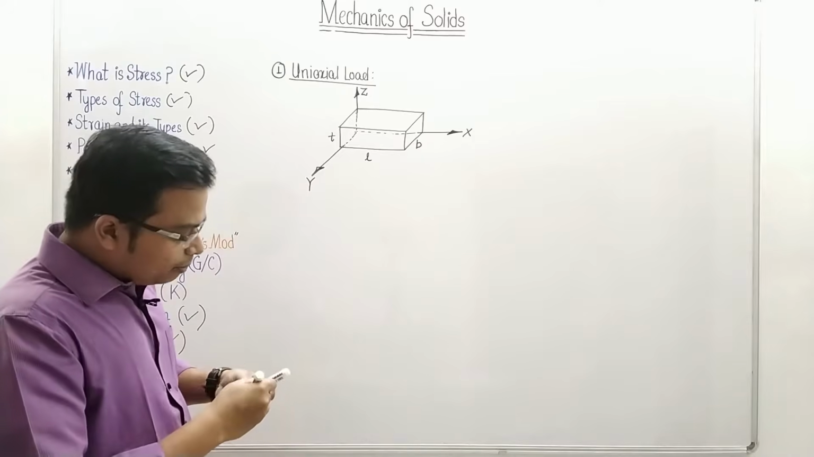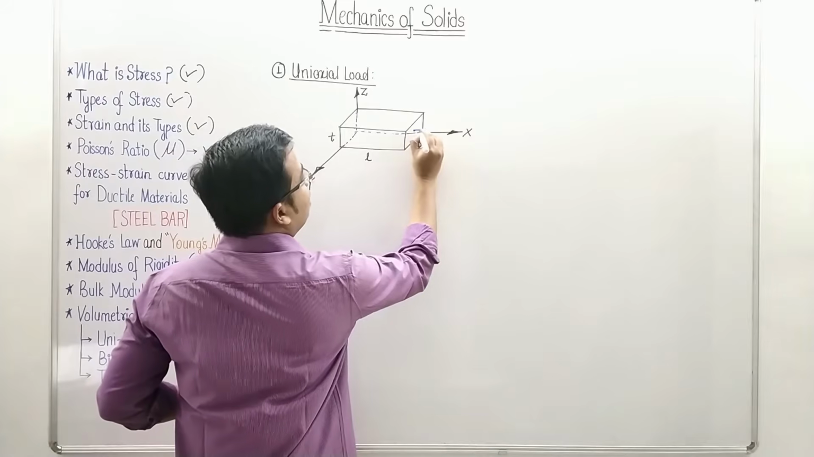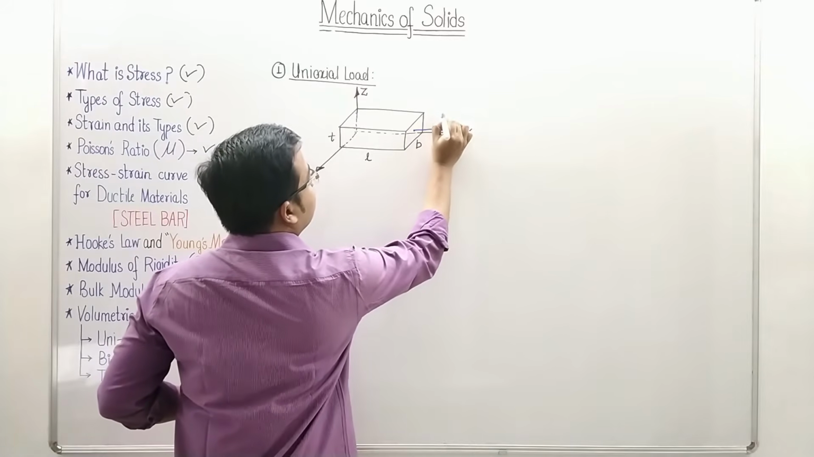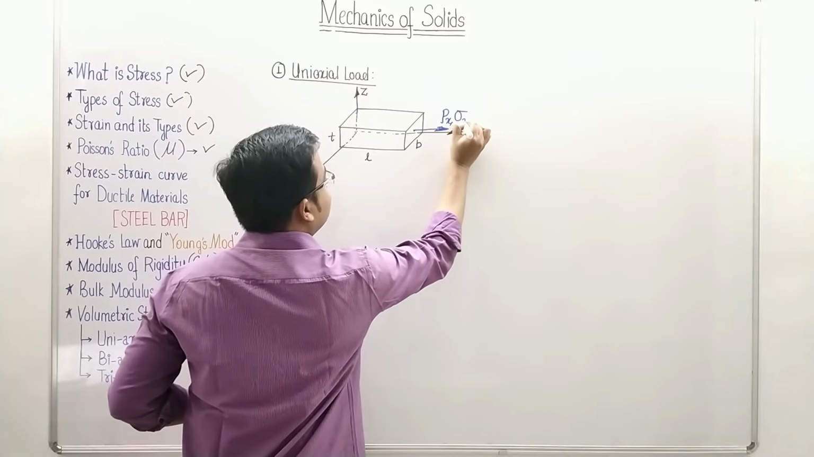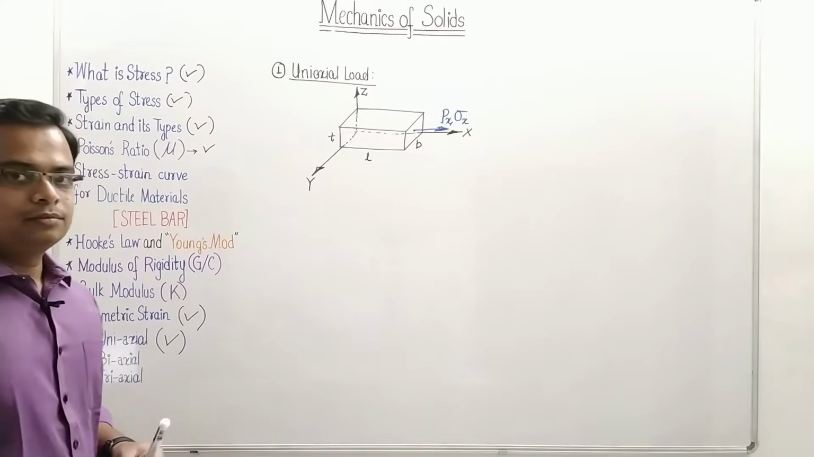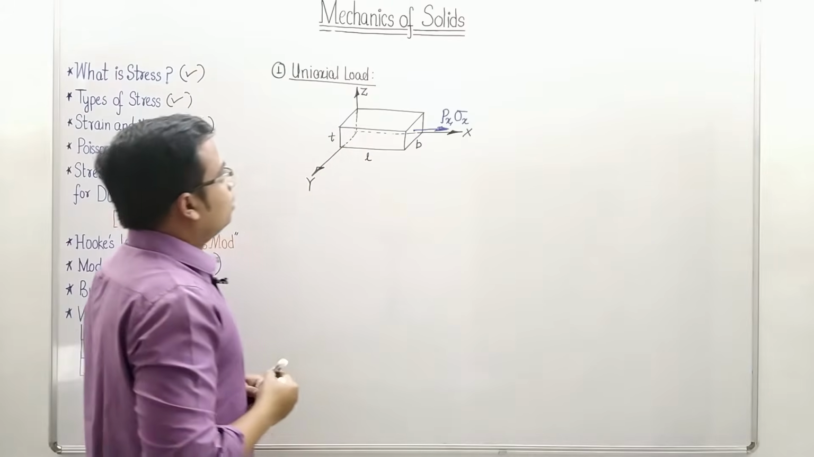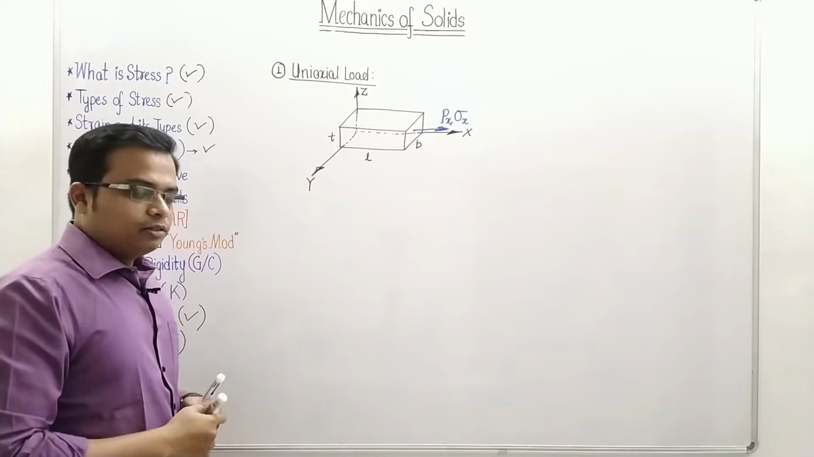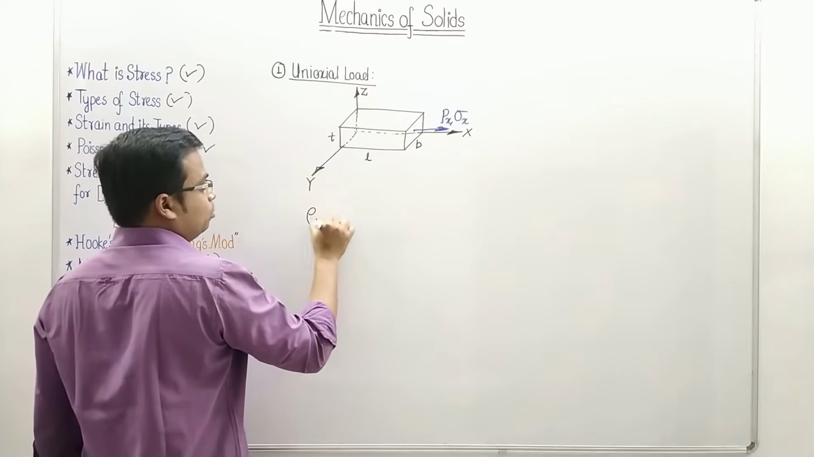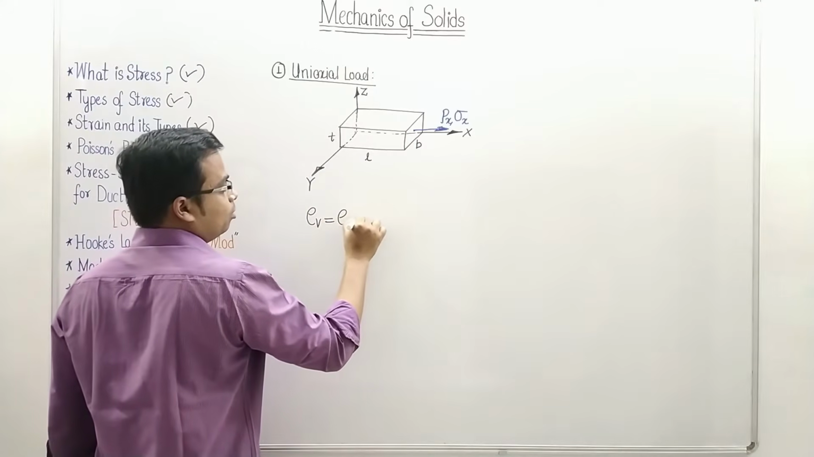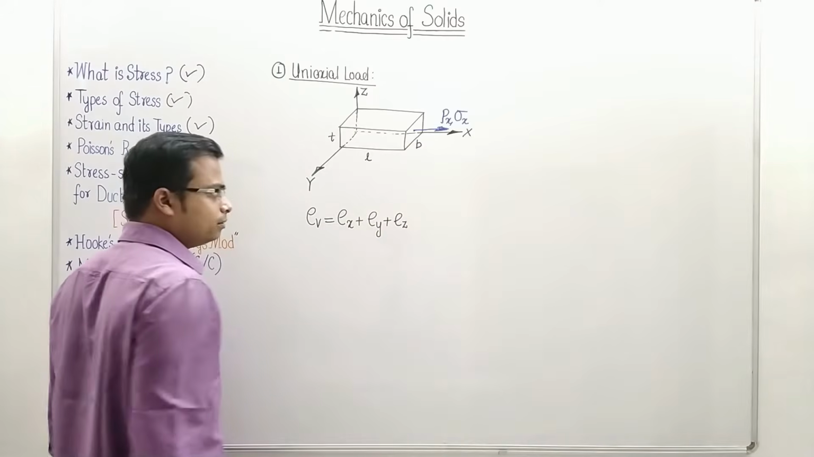What we'll try to do is apply a load only along one direction. Let's say we apply the load along the X direction. Let us name the load Px, and the corresponding stress which it generates sigma x. Now we wish to calculate the volumetric strain in this case. So volumetric strain EV will be equal to the sum of linear strain along X, along Y and along Z.